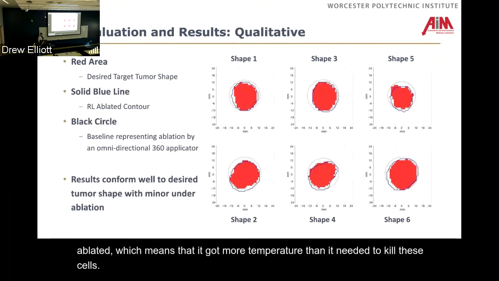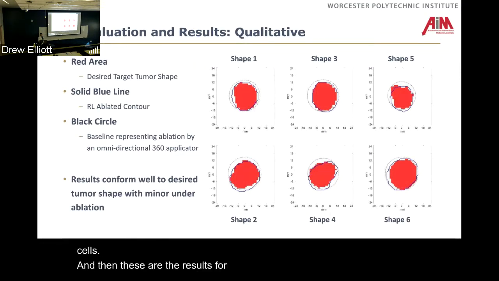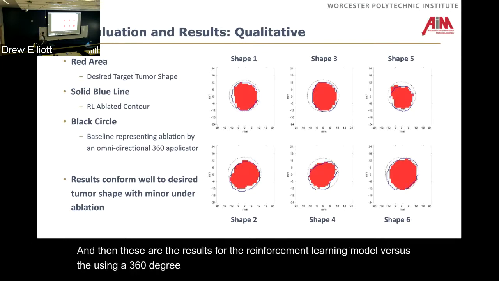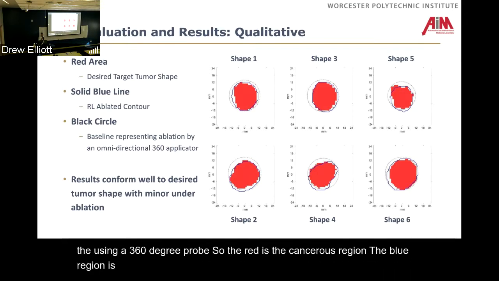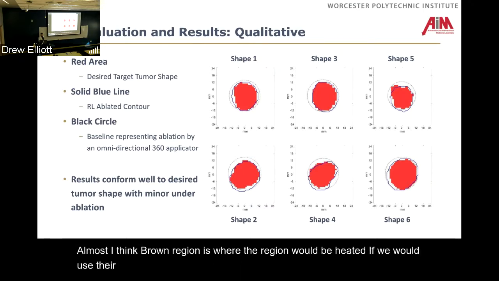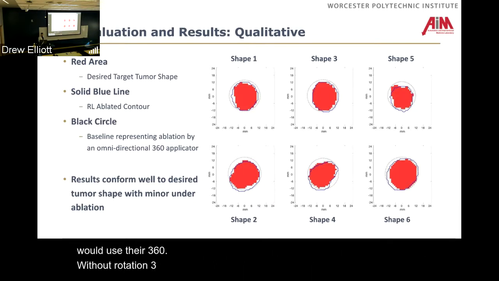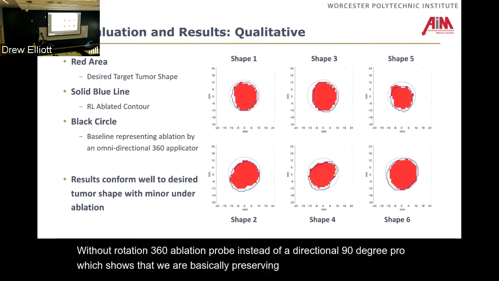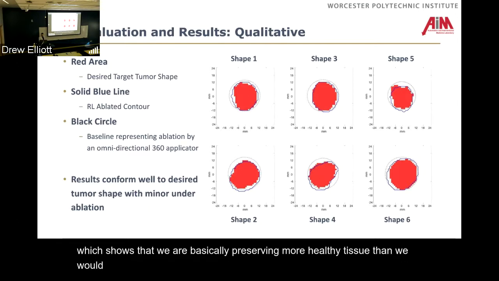And then these are the results for the reinforcement learning model versus using a 360 probe. The red is the cancerous region. The blue region is where the desired ablation based on the reinforcement learning model was burned, and the brown region is where the tissue would be heated if we used a 360 ablation probe without rotation instead of a directional 90-degree probe, which shows that we are preserving more healthy tissue than we would when using just a 360 probe.